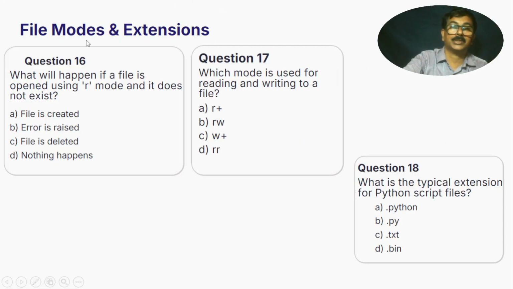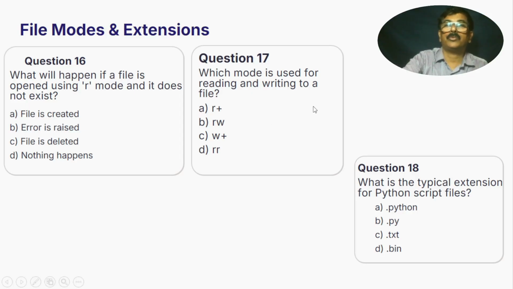File mode and extension. That means some questions on file modes and extension. Question 16. What will happen if a file is opened using R mode and it does not exist? File is created, error is raised, file is deleted, nothing happens. So error is raised. If a file is opened using R mode and it does not exist, it will raise the error.